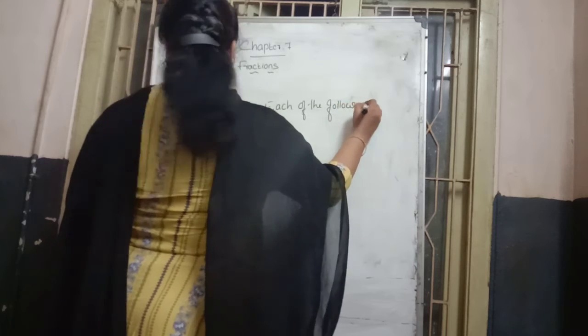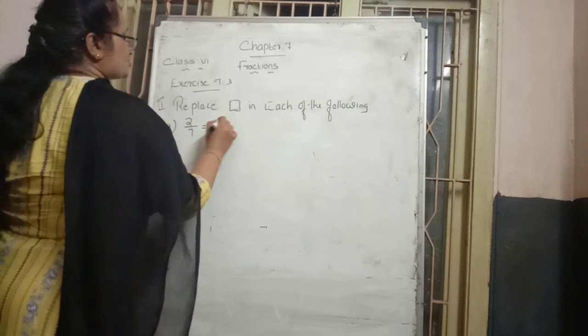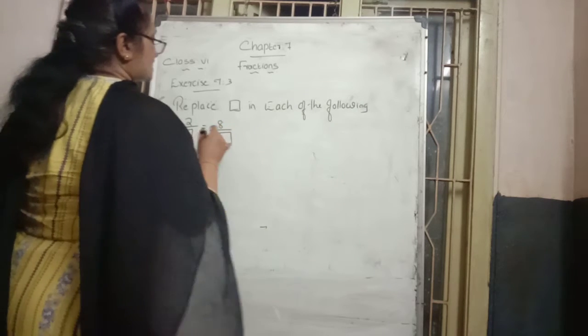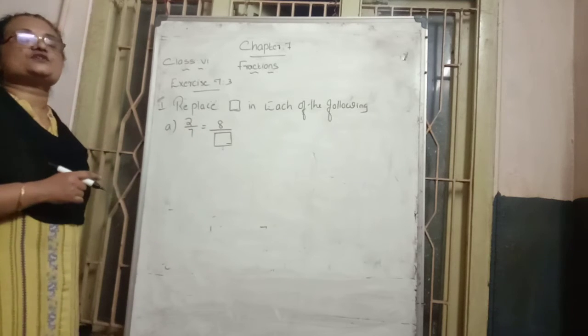In this way, the question is given. The first question: 2 by 7 equals 8 by box. It is an equivalent fractions case, and a box is given. Find out the box value. How do we find the box value?